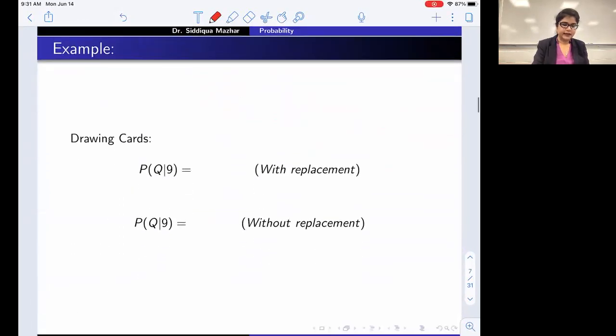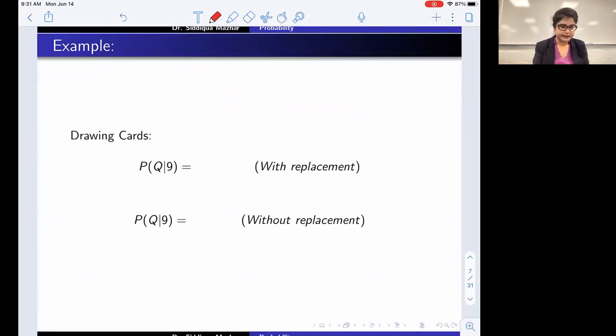In a second example, we have a deck of cards. We will be doing 2 experiments: one with replacement and one without replacement. In the first experiment, we are looking for the probability of finding a queen, given that the probability of finding 9 has already happened, but using with replacement.